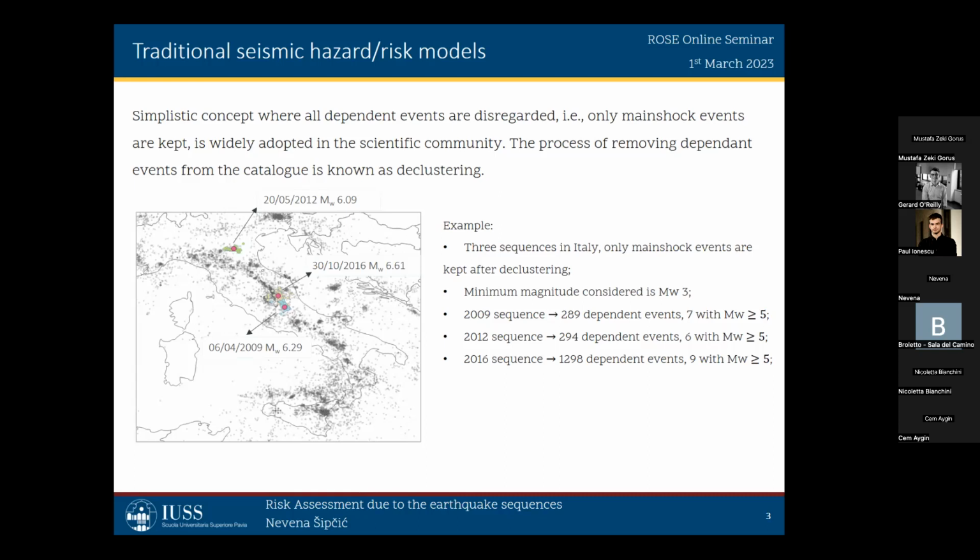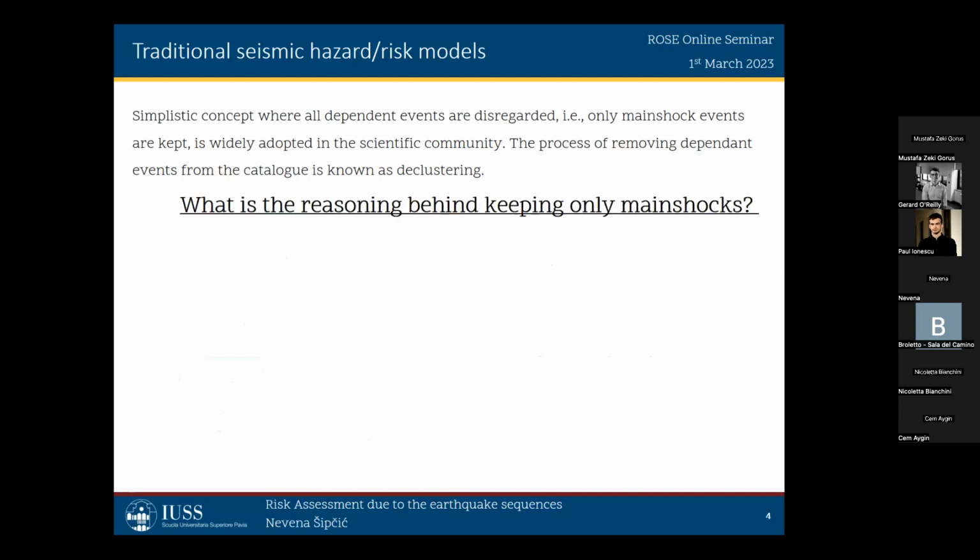When I say dependent events, I mean what is usually called foreshocks, so the events that happen before the main shock, aftershocks, events that happen after the main shock, and also triggered events, which are events that did not happen on the same rupture as the main shock, but are triggered by the main shock events. So what is the reasoning behind keeping only main shock events? Why is this what we usually use?